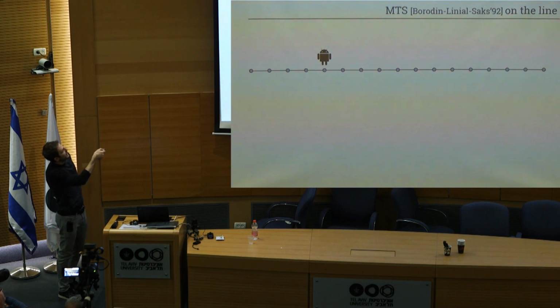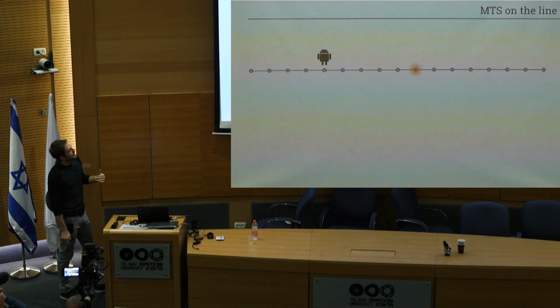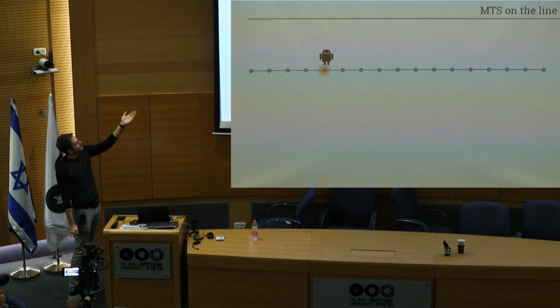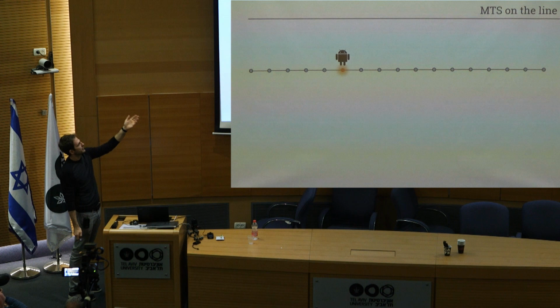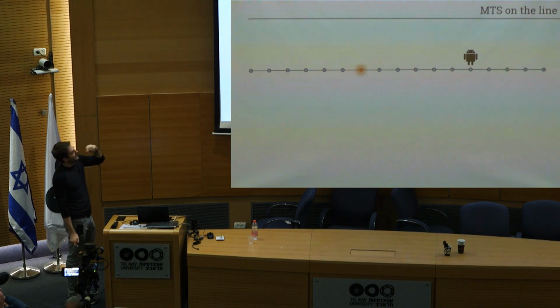At every point in time, one of the vertices lights up, and if it lights up under you, you have to move. So here you don't have to move, here you don't have to move. If it lights up here, the robot has to move. Maybe, as you can imagine, eventually you get annoyed and maybe move far away.